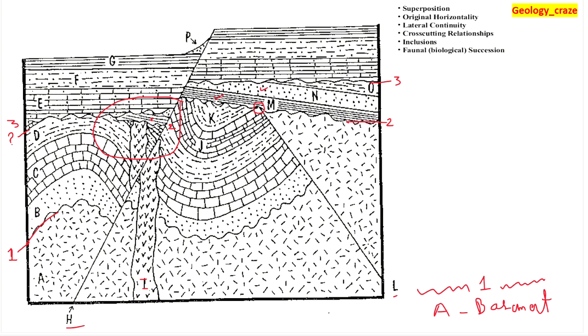B, C, D, J, K. Why did I put all the things in a sequence? Because as such, I'm not getting anything on the basis of which we can say this part is deposited later. Okay. And here we have an anticline. Here we have a syncline.